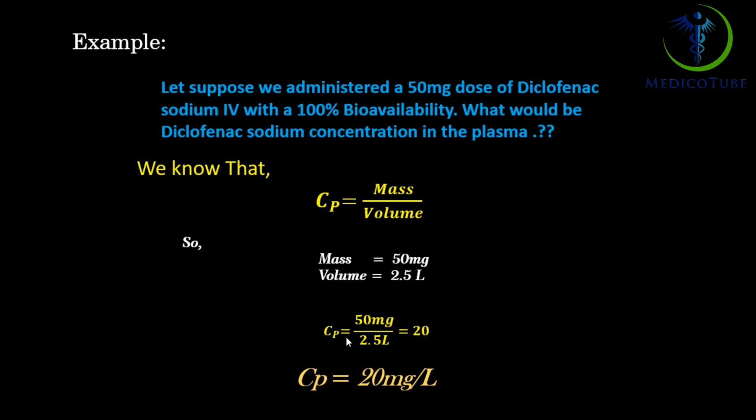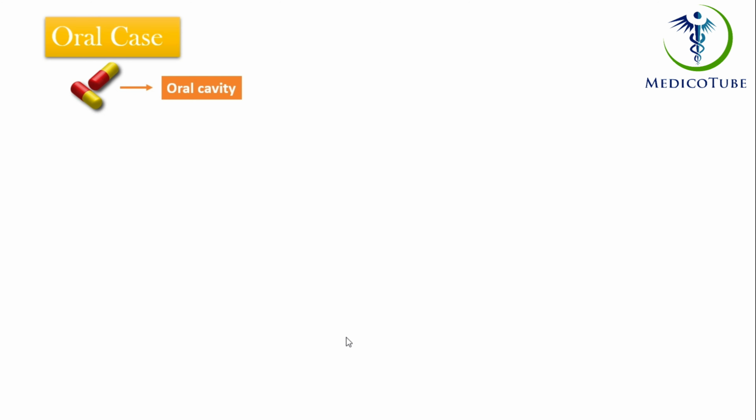Now we will discuss an example for the oral drug. In the second case, if I give the same drug but administer it orally, then what will happen? In this case, you take the drug from the oral route. This is the drug, and it goes to the oral cavity.